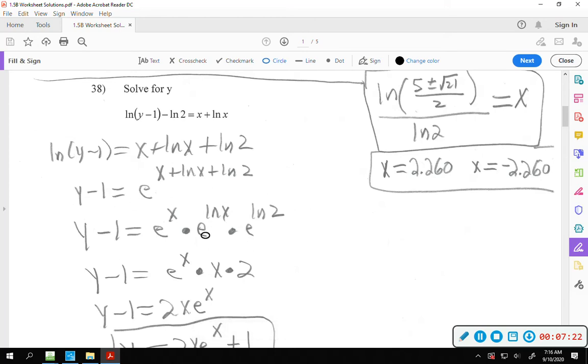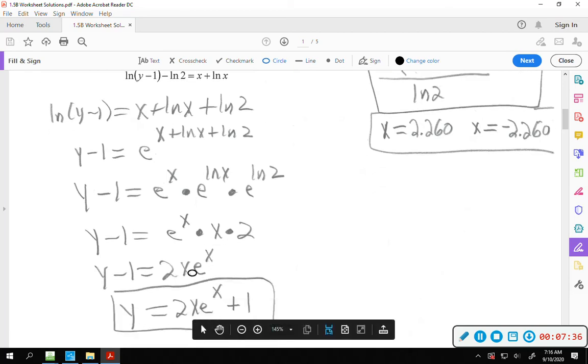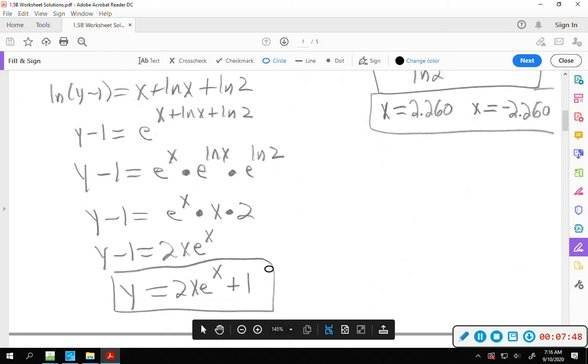Now, e undoes the natural log, so I just end up with x. E undoes the natural log, so I just end up with 2. And these are now factors. They're not terms, they are factors. 2 times x times e to the x. Always write numerical coefficients first, then any polynomial, then any exponential or trig or more complex functions. And then I add the 1 to the other side, and this is the answer.